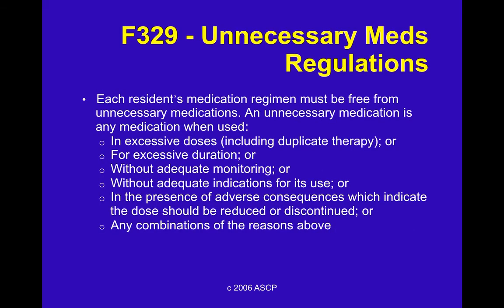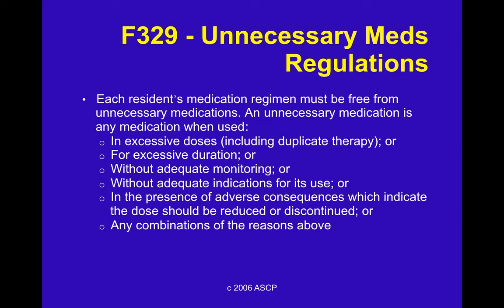So here are some key components of what FTAG 329 says. It says that each resident's medication regimen must be free from unnecessary medications. And what exactly is an unnecessary medication? When you read this regulation, it's what we teach you in pharmacy. When we talked the other week about drug regimen review, we talked about those key 10 questions that I mentioned in the medication appropriateness index. Is there an adequate indication? Is there the right dose, the right duration, free of drug-disease interactions, free of drug interactions?